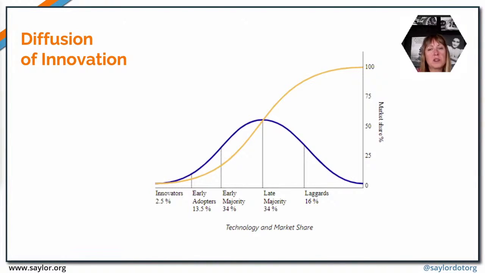But this is important to innovation from the perspective that we're going to market our products or services differently. We're going to have a different strategy for each innovation, depending on how fast we expect people to accept this product or service that we're developing.